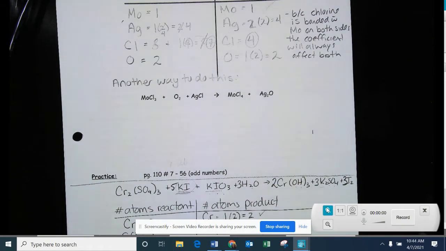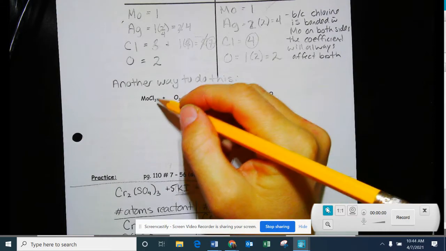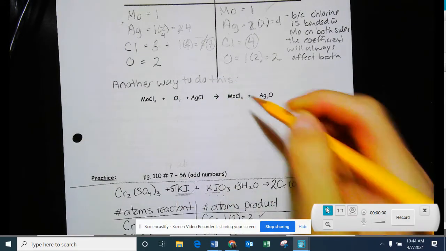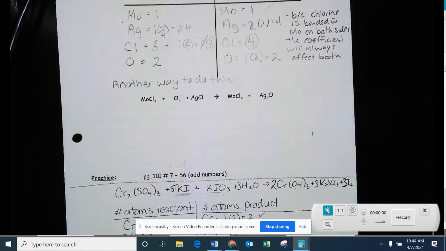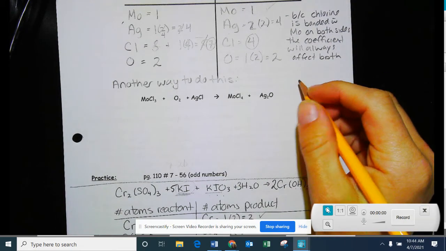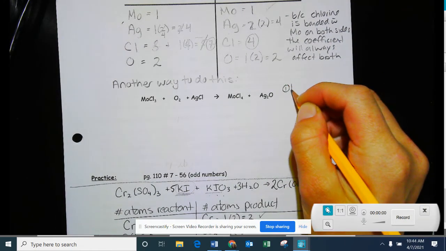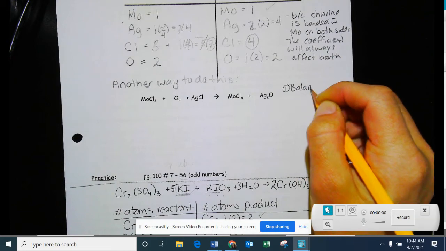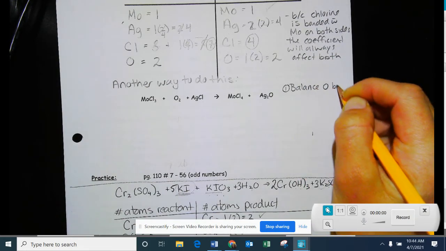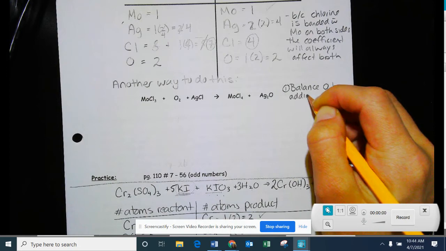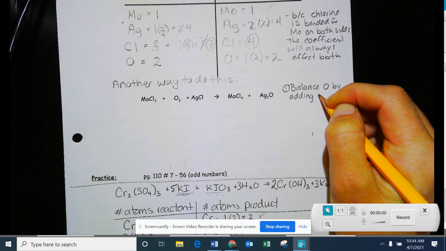Okay. So instead, what I'm going to do is actually write these down underneath them. Write down how many of them underneath each one there are. And I'm going to start off with oxygen. This is a more visual strategy.